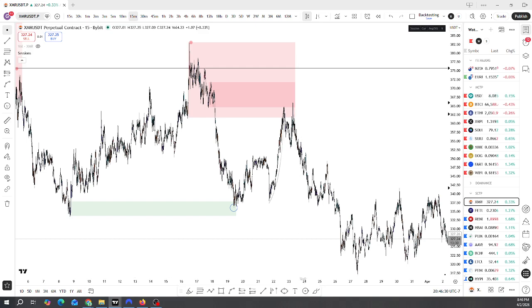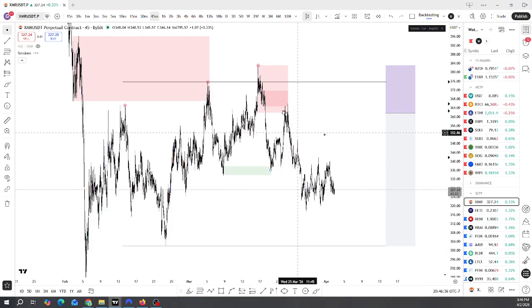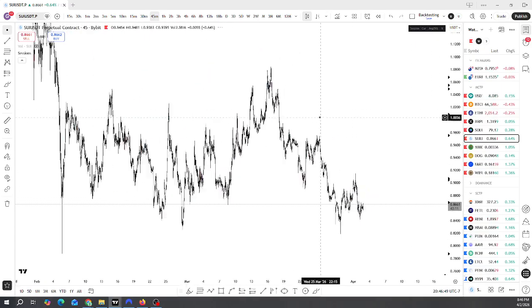I entered on this retest right here with the wide stop loss, just to have some exposure to the downside, because there weren't too many good short opportunities within this third tap. There was one decent one on SUI, which I'll just show real quick just for educational sake.